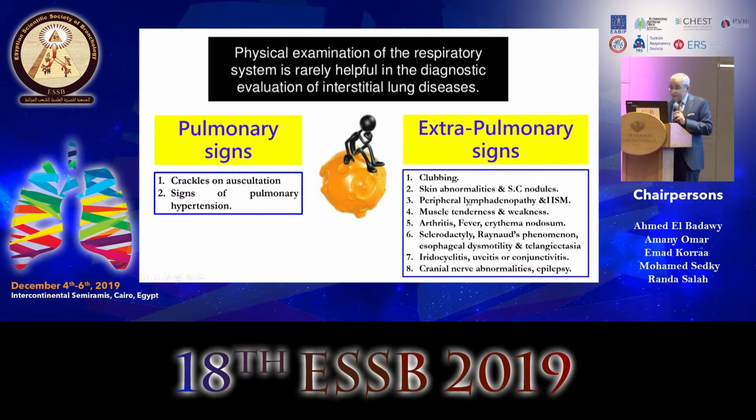But you can detect the presence of finger clubbing. Clubbing can happen in any interstitial lung disease. HP can cause clubbing, sarcoidosis can cause clubbing, but it's more common with UIP, IPF. 25 to 50% of UIP, IPF patients have clubbing. Clubbing has prognostic rather than a diagnostic significance.